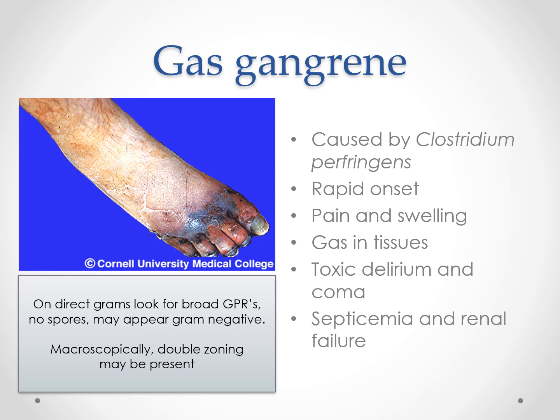There is gas in the tissues that you can hear. You can hear crackling in the tissues when you push down on them, and that's because of the gas production. People that have gas gangrene may develop toxic delirium and go into a coma, or they also may develop septicemia and renal failure. On the gram stain, we're looking for gram-positive rods with no spores. They make spores, but it's difficult to get them to be visualized. But we're going to look for boxcar gram-positive rods, and macroscopically, we're going to look for a double zone of beta hemolysis.